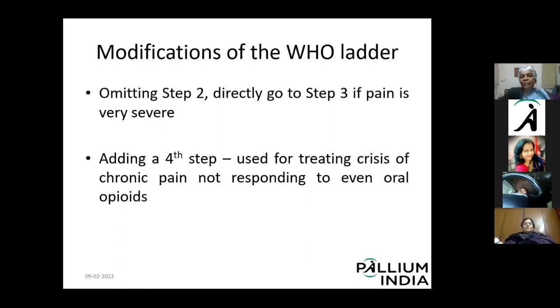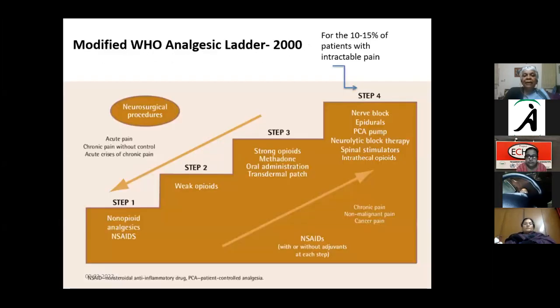Like I mentioned, sometimes you can even modify the ladder, like you can omit step 2. If the patient is in very severe pain, you can go straight away to step 3. And sometimes you may have to add a 4th step, because like I mentioned, around 10 to 15% of patients are not controlled even with the step 3 drug. So in which case you may have to add a 4th step.